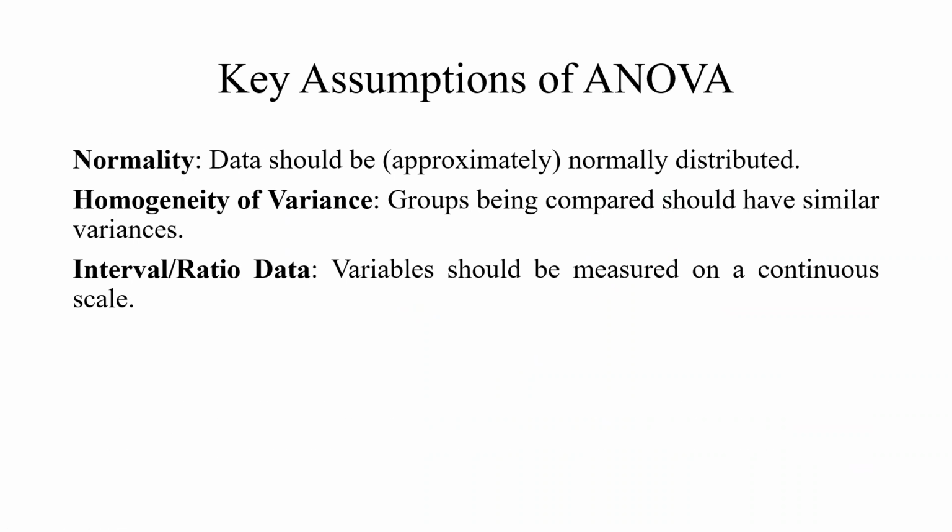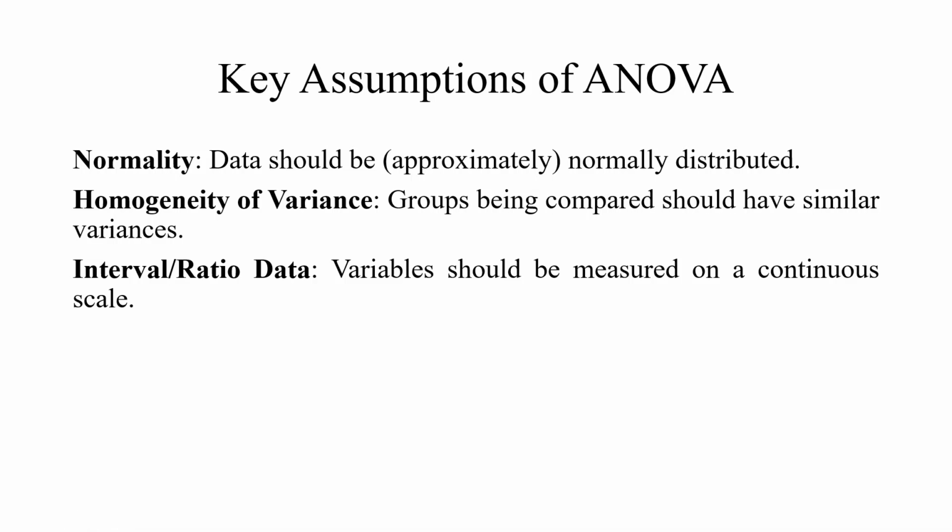Key assumptions of ANOVA. Normality: the data should be approximately normally distributed. Homogeneity of variance: groups being compared should have similar variances. Interval or ratio data: variables should be measured on a continuous scale.